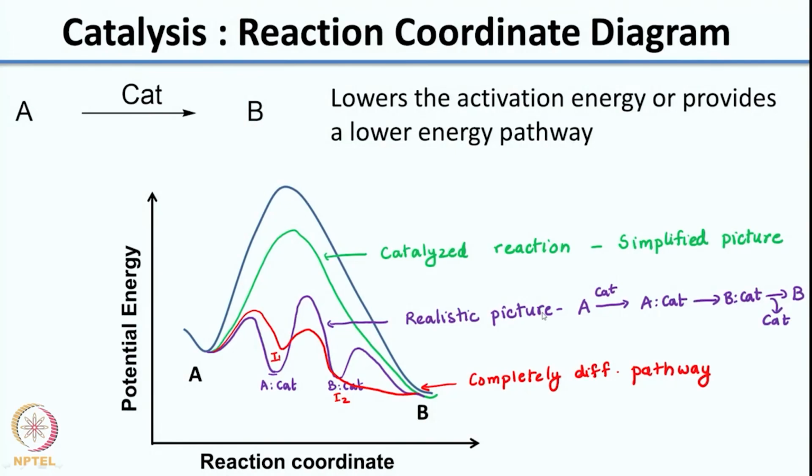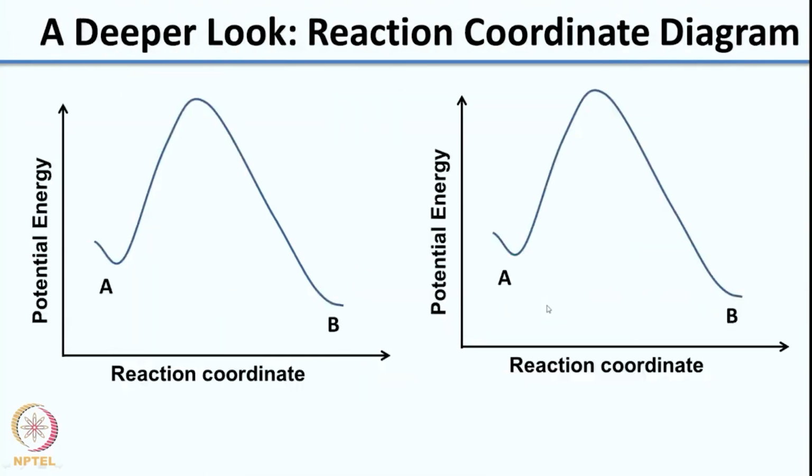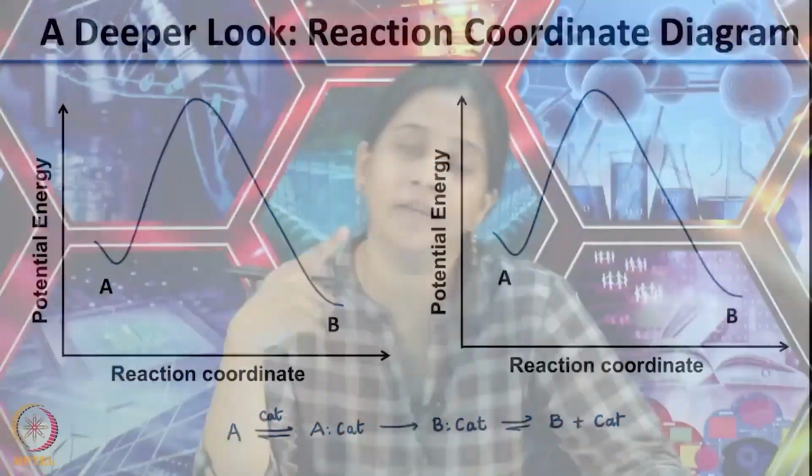So let us see the scenario shown in purple, which I call the realistic picture here. Here essentially what we had shown was that you have A going to A catalyst complex. This will go to B, which will still be attached to the catalyst, and finally you have B plus catalyst. As you can see, the catalyst is regenerated in this entire pathway and then the cycle can repeat again.